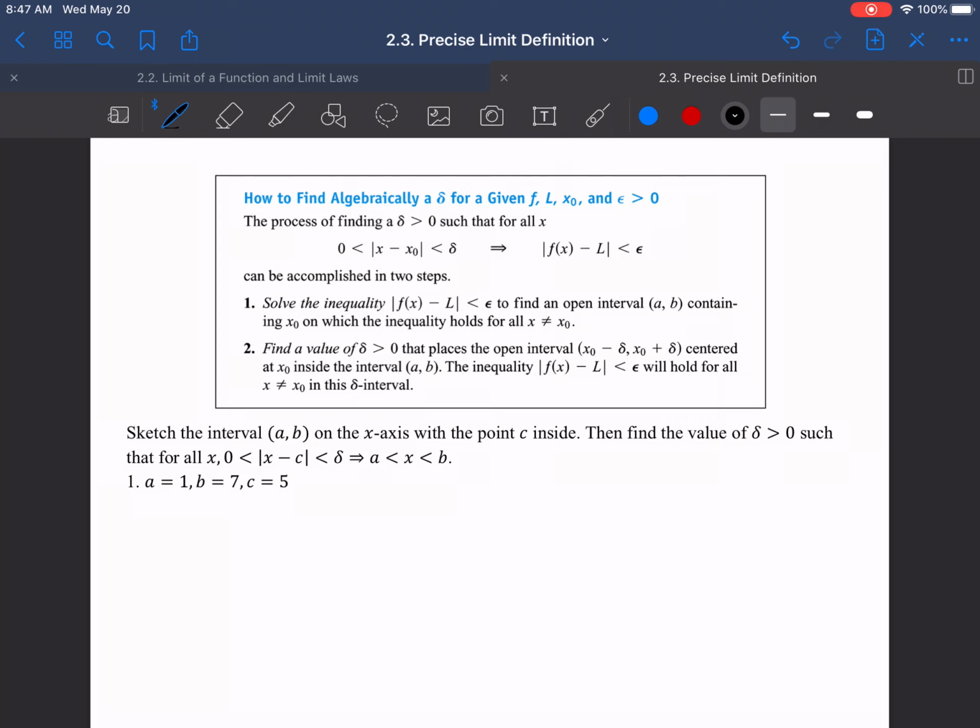First thing we need to do, this is all written on the previous page, so let's just start with step 1. You're going to solve the inequality absolute value of f of x minus L is less than epsilon to find the open interval (a, b) containing x naught on which the inequality holds, okay?